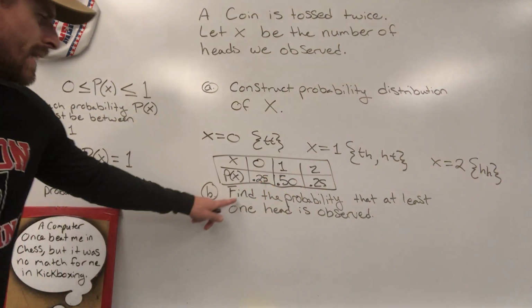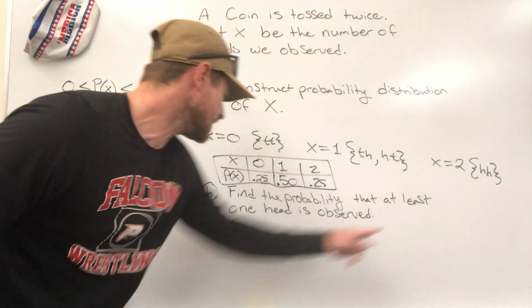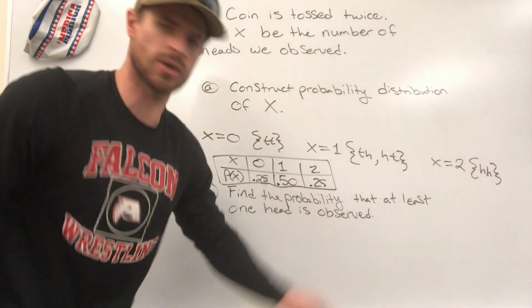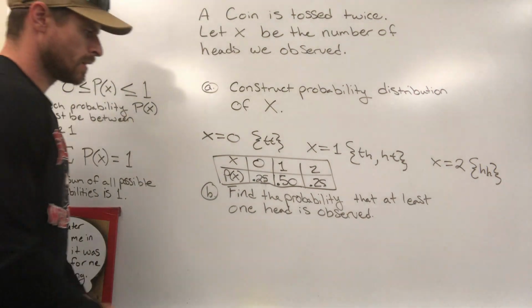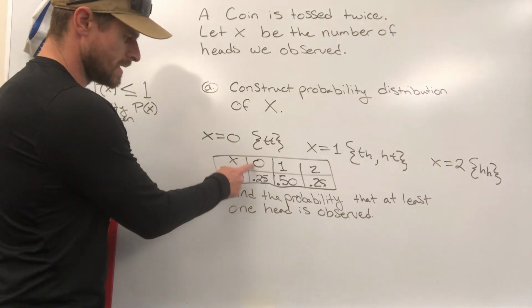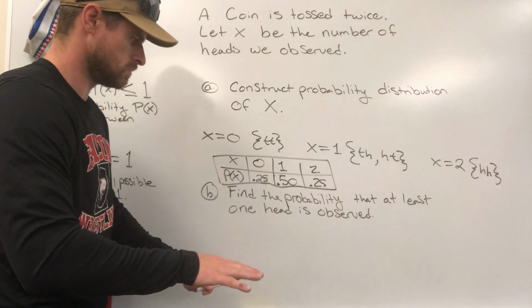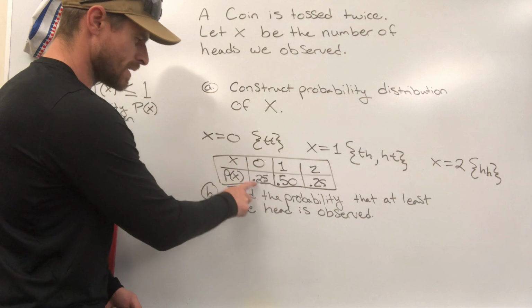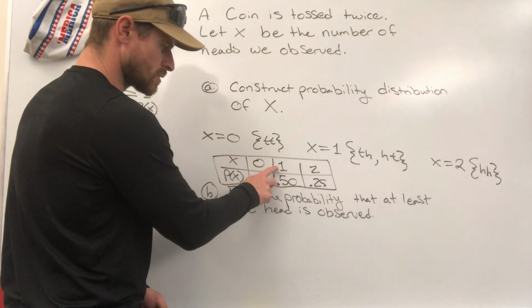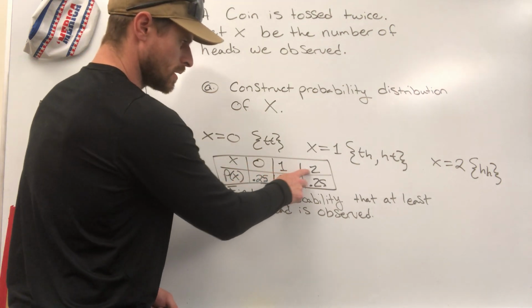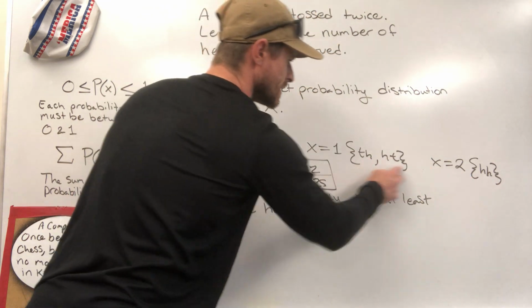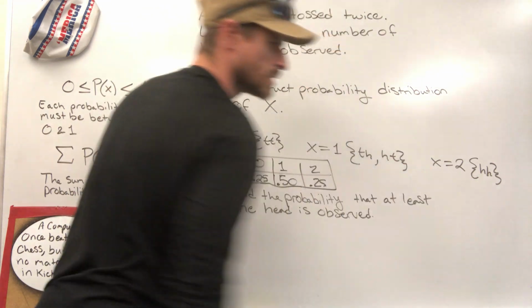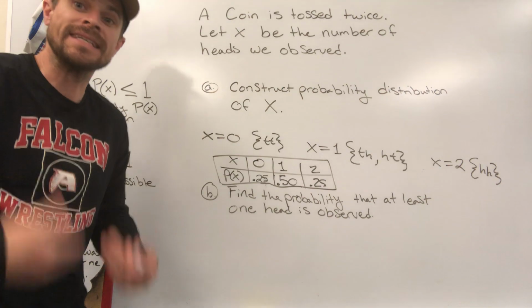Okay, now we're being asked to find the probability that at least 1 head is observed. Well, notice here, do you see heads at all? No, you never see heads, it's tails, tails. So we're not counting this one, but we need to include this one here, as well as this one here, because in any one of those 3 scenarios, you would see heads at least once.